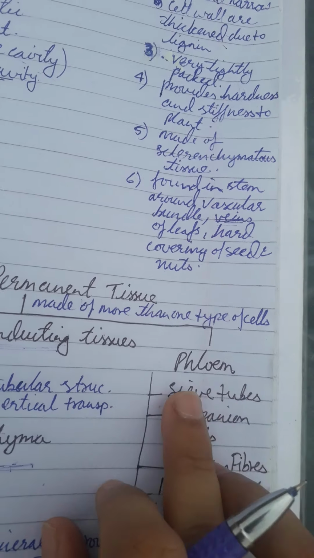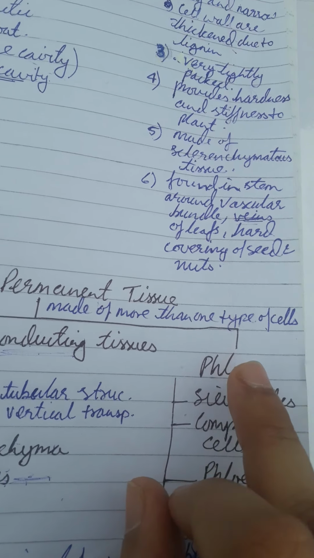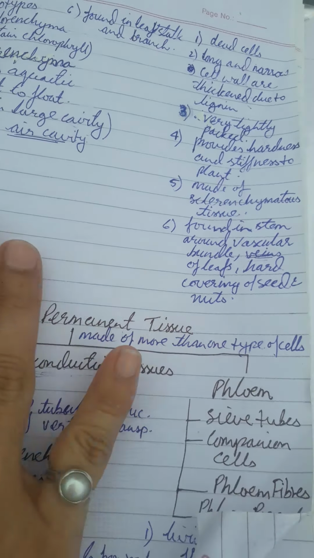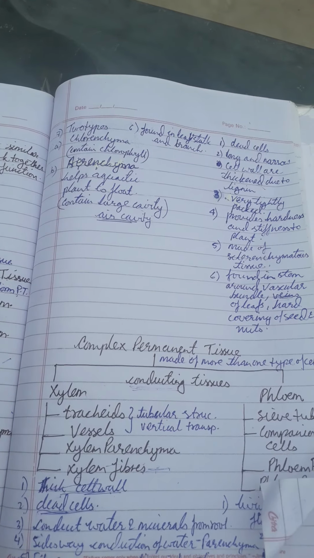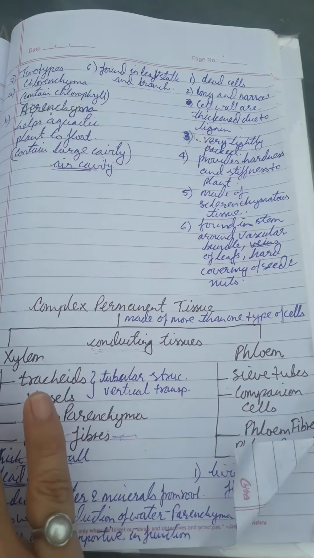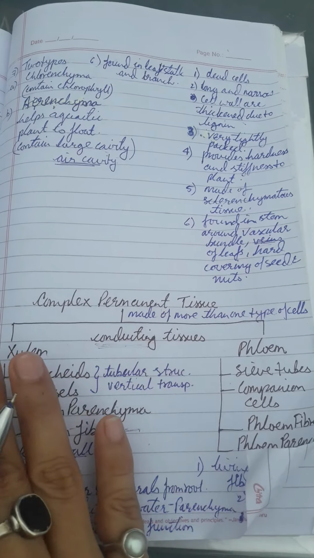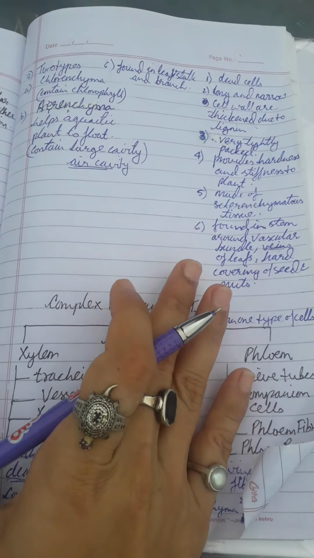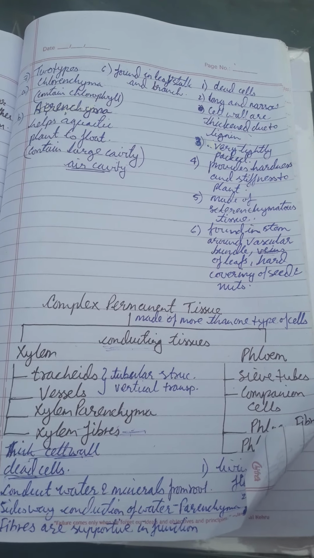Now, the function I have told you, they help in the conduction of food to the different parts of the plant. I have discussed with you the plant tissue, its types, their subtypes and the functions of the plant tissue according to the differentiation that you have seen. Now, this is the end of plant tissue. In the next video, I'll share the animal tissue.